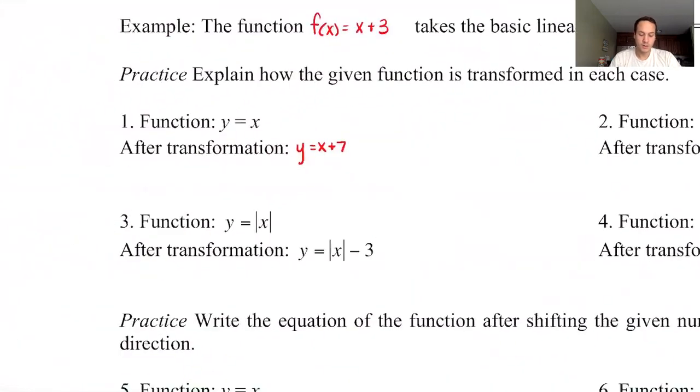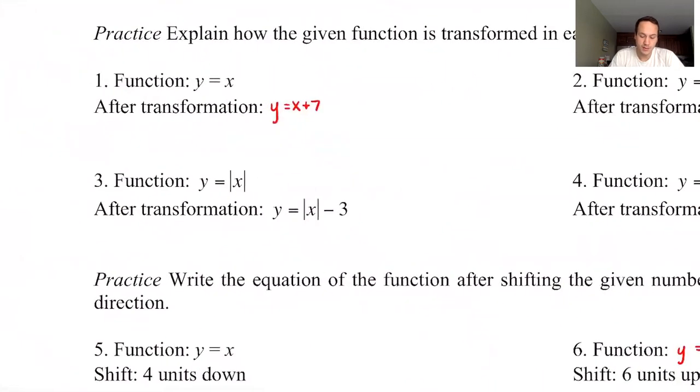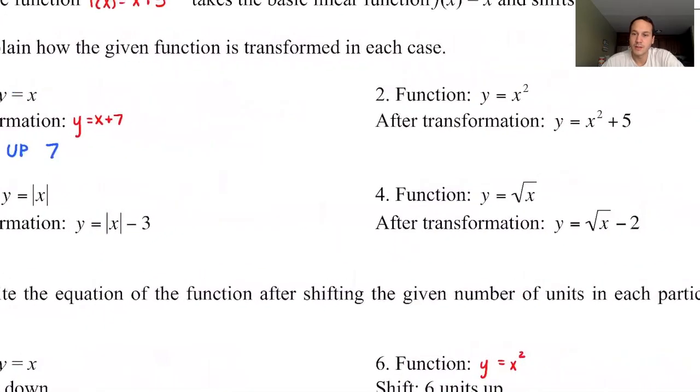Okay, so let's practice some of these now. If I have y equals x, after transformation, it becomes y equals x plus 7. That is going to be a shift. Because of the plus, it's going to move up. And then it's going to be 7 because that's what I have. If I took x squared and it became x squared plus 5, again, that's a shift. Because of the plus, it's up. And then however many units, 5.